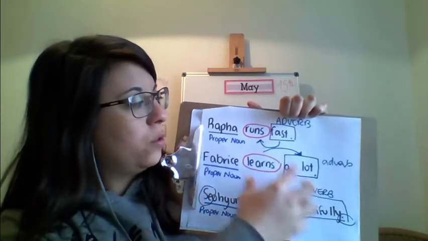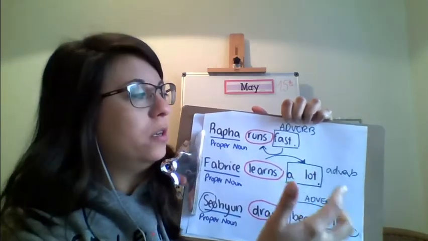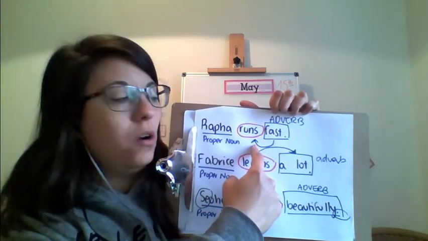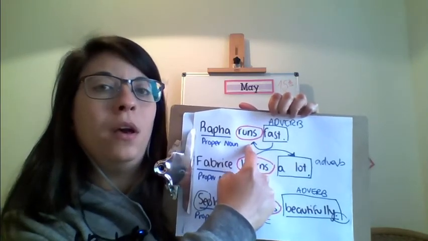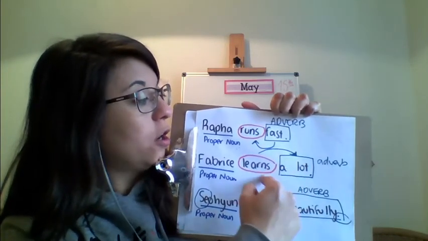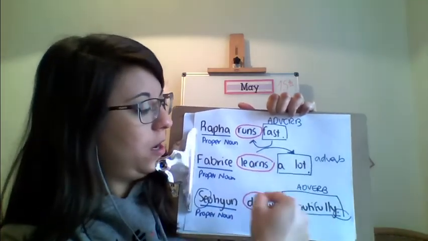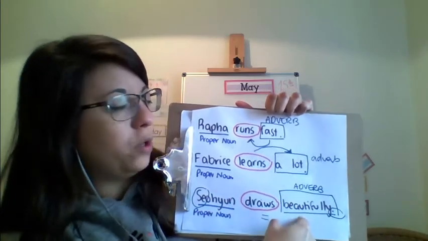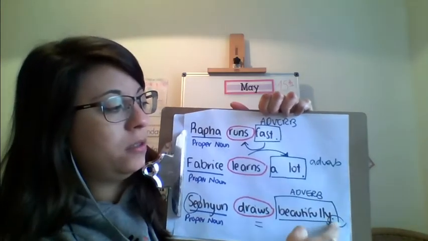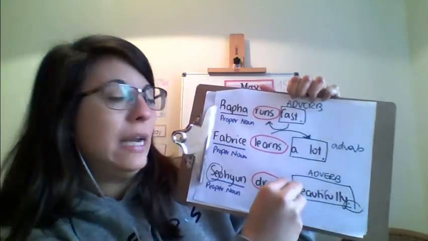And I also told you that there was another word in this sentence. Rafa runs fast. How does Rafa run? So we learned that adverbs are words that describe the action. Okay, so they are words that describe the verb. Okay, so Fabrice learns a lot. Well, how much does he learn? Well, a lot. And that's when you have to ask the question, how much does he learn? A lot. And Sahyan draws beautifully. So how does Sahyan draw? Beautifully. It ends in double L-Y. It's not beautiful, it's beautifully.